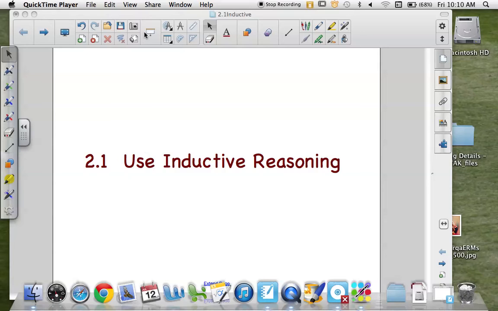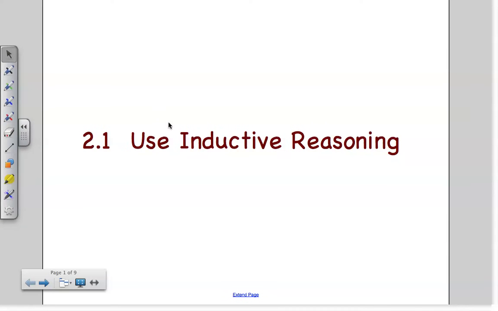In chapter 2, we're talking about kinds of reasoning and proof. We're actually going to start doing proofs this chapter. That'll be really fun. Today, we're talking about inductive reasoning, which is one type of reasoning.